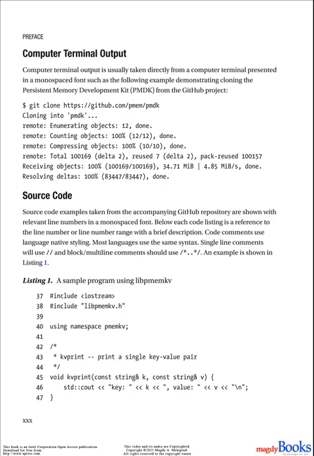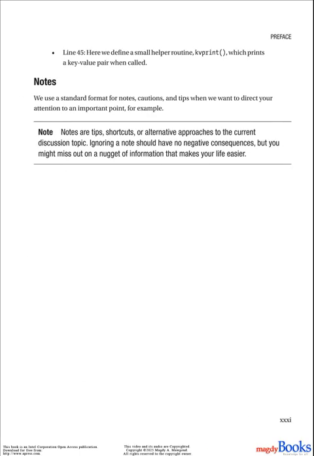Listing 1. A sample program using libpmemkv. #include <iostream>, #include <libpmemkv.hpp>, using namespace pmemkv. kvprint: print a single key-value pair. void kvprint(const string &k, const string &v), std::cout key: k, value: v. Line 45: here we define a small helper routine, kvprint, which prints a key-value pair when called.